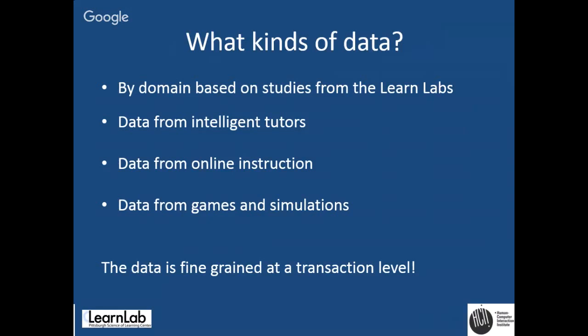It's worth noting the data is very fine-grained. It's at a transaction level. The average time between transactions is maybe 6 to 20 seconds, but on average about 10 seconds. So you're getting data at a pretty fine-grained level. And again, it's data where students are answering questions or clicking buttons and things that we can assess as being correct and incorrect.